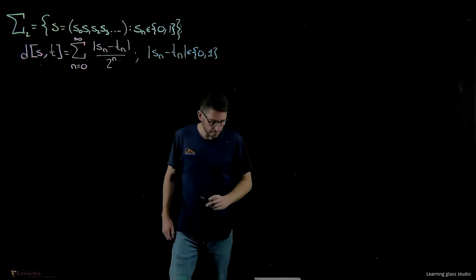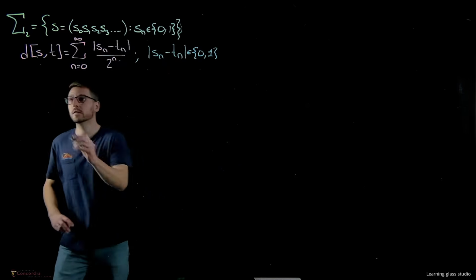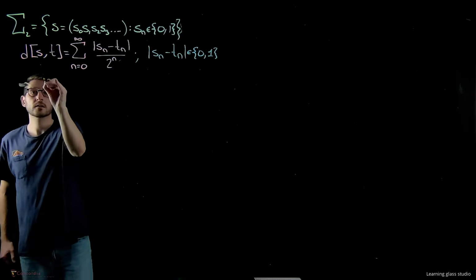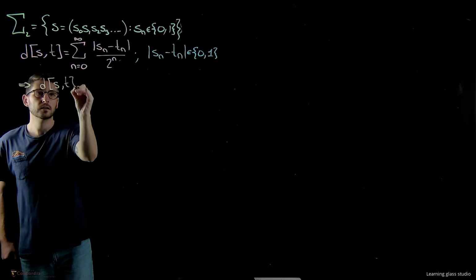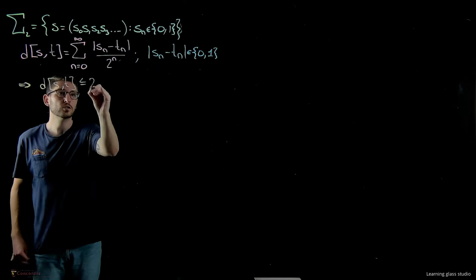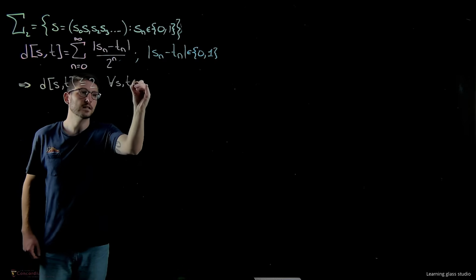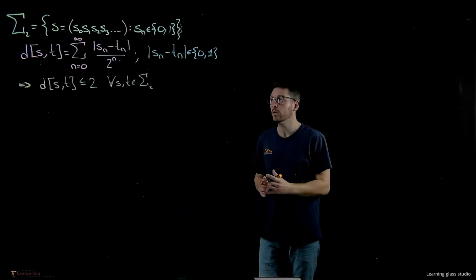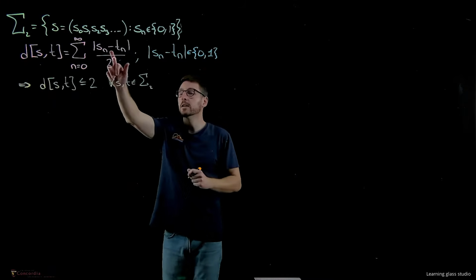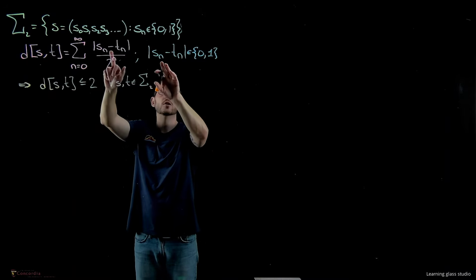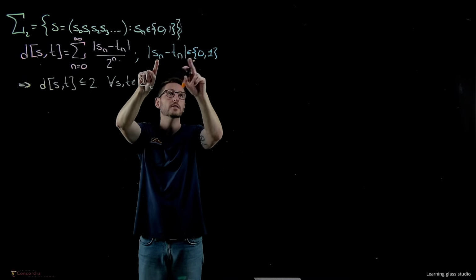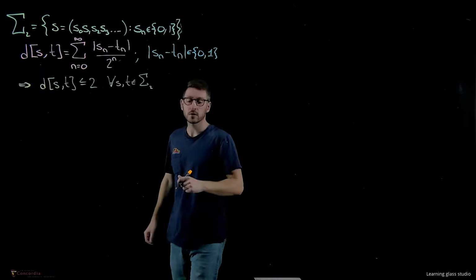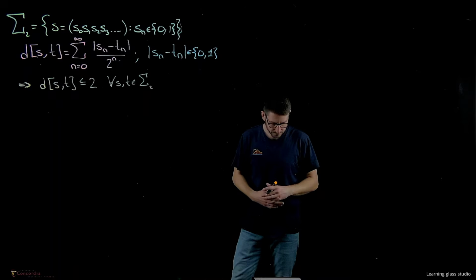And what that immediately tells us is that the distance over this entire space, d(s,t), is less than or equal to 2 for all s and t in sigma 2. So everything in this space is no more than 2 units apart. And that comes from the fact that the worst case scenario is you have a sequence maybe of all zeros and a sequence of all ones. Everything is 1 unit apart from itself, and then you just get the sum of 1 over 2 to the n, which sums to 2 in our case.